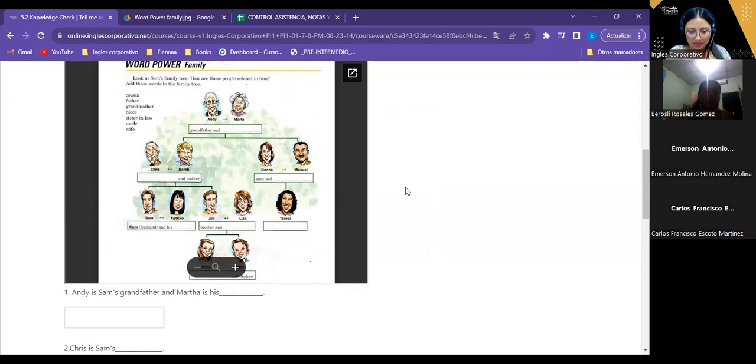Andy, ¿dónde estará Andy? Let me check on that one. No, Sam, estamos hablando de la familia de Sam. He is just right here. Miren, acá está Sam. Y hablamos de su family tree. Let's see. Andy is Sam's grandfather. And Marta is right here. Marta is grandmother. All right.